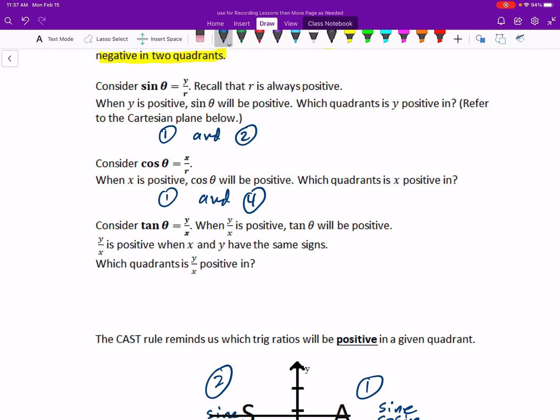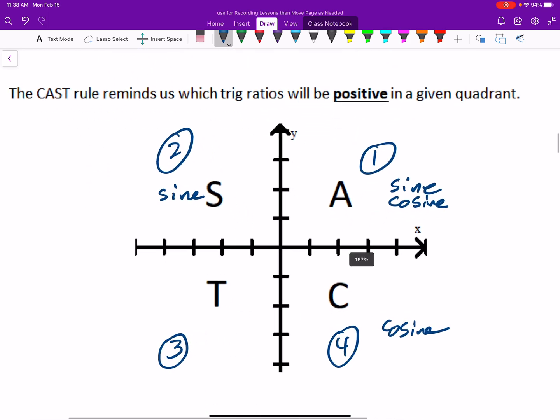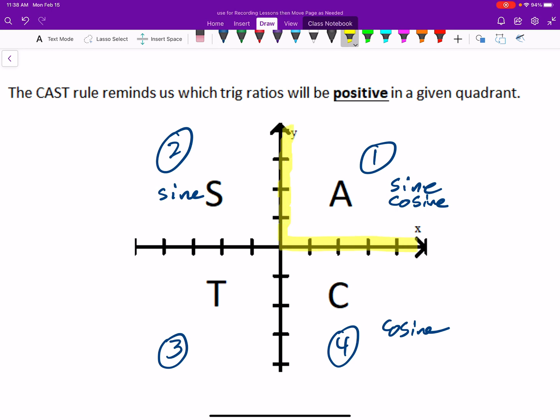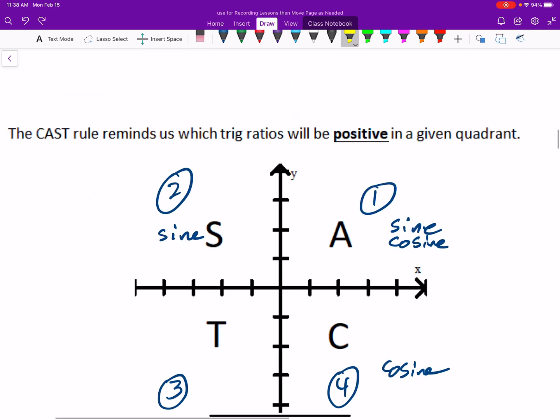And now tan theta is equal to y over x. When y over x is positive, tan theta is going to be positive. But y over x is going to be positive not just when x and y are positive, but also when x and y are both negative, as long as they have the same signs. So in quadrant 1, if I was to do y over x, my y value is positive and my x value is positive in quadrant 1, isn't it? So tan is going to be positive in quadrant 1.